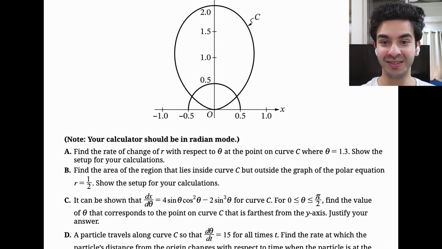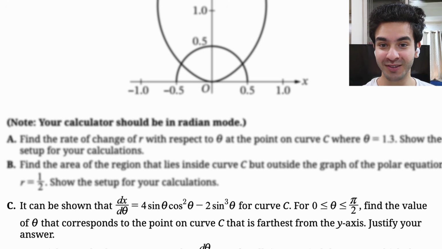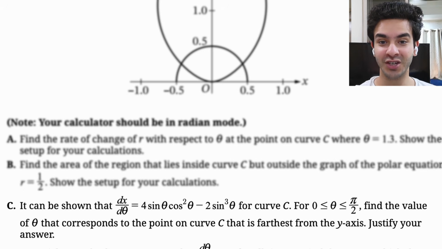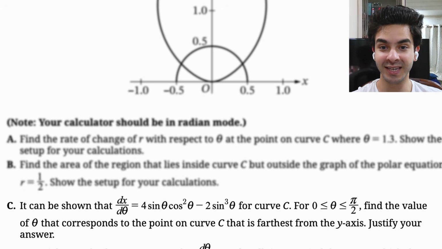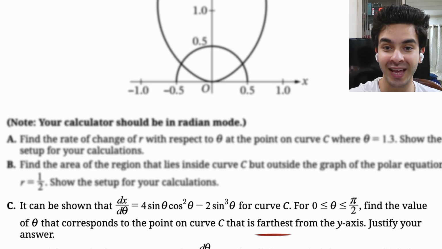Okay, so part C, this is the part where only 6% of Calculus BC students got completely correct. Let's read the question. It can be shown that dx by d theta equals this equation here. For theta from 0 to pi upon 2, find the value of theta that corresponds to the point on curve C that is farthest from the y-axis.